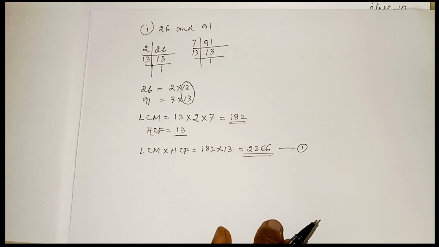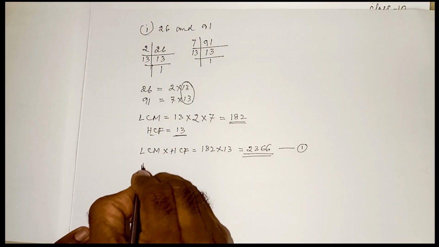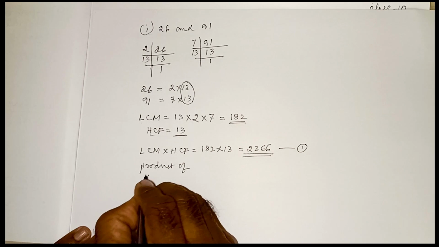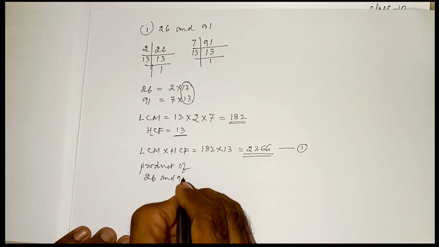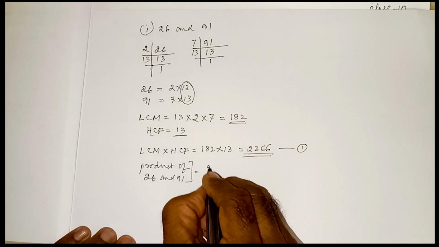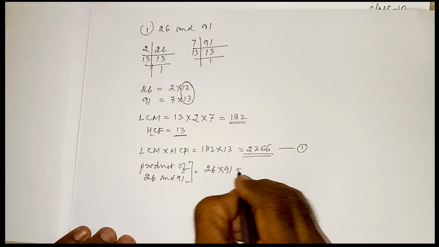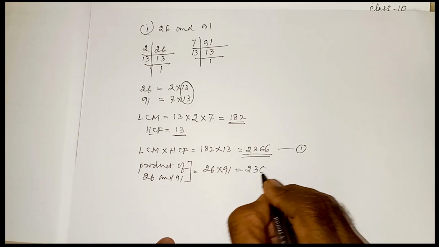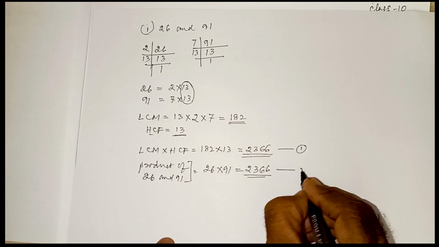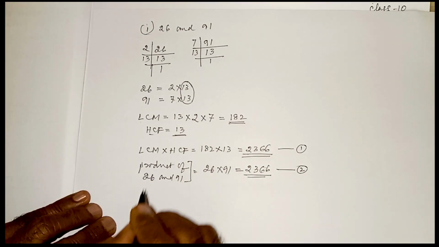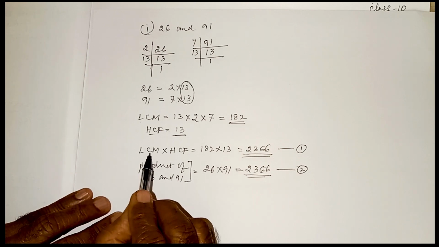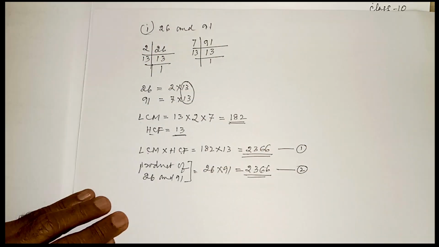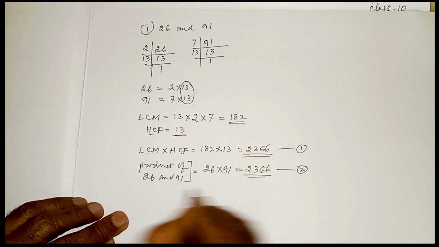Now let us try to multiply the numbers, the product of 26 and 91. Right? We write down 26 into 91. When you multiply these two numbers, you get again 2366. This is our second case. By this observation, you find that the product of LCM and HCF of these two numbers and the product of these numbers are same. This is the answer.